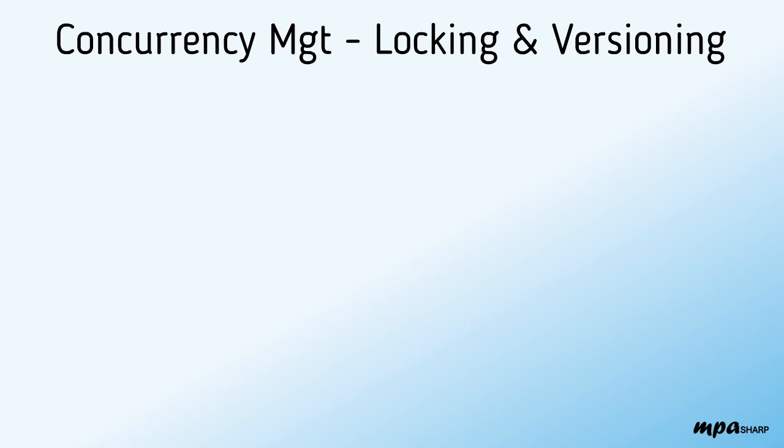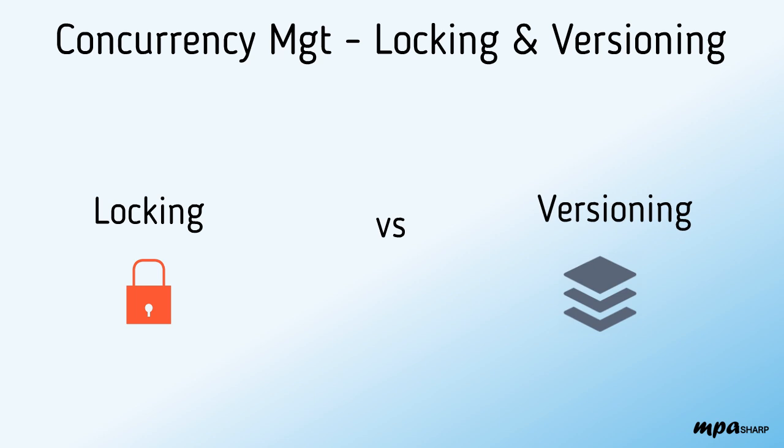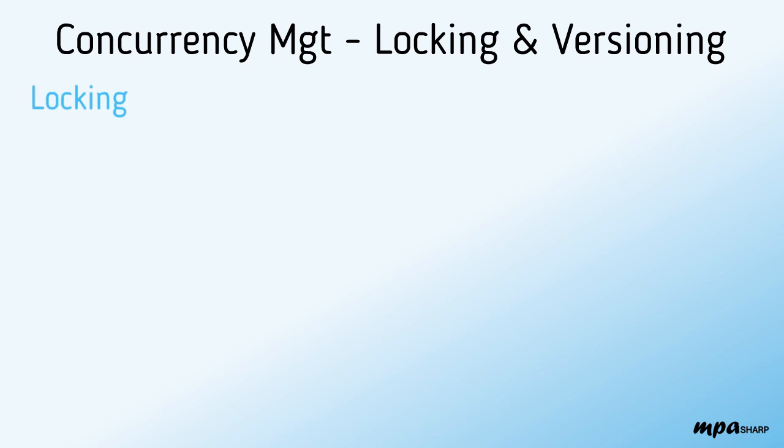SQL Server uses two main techniques to implement concurrency control. One is locking and the other one is versioning. First, let's take a look at the locking technique. Locking is the traditional mechanism SQL Server uses to isolate transactions. When a transaction accesses data, SQL Server places locks on the data to prevent other transactions from making conflicting changes. Lock type and granularity decide the effect of the lock and the scale of the lock.